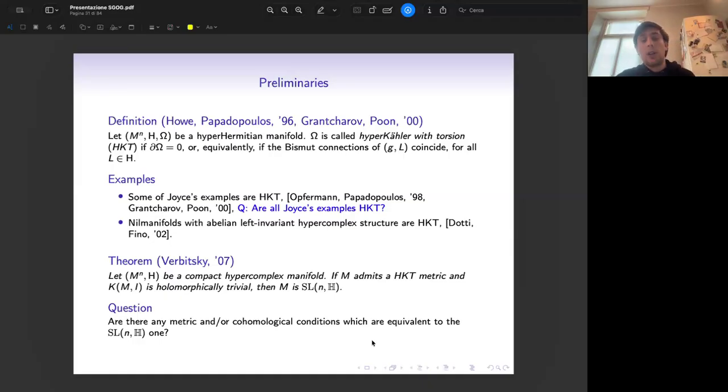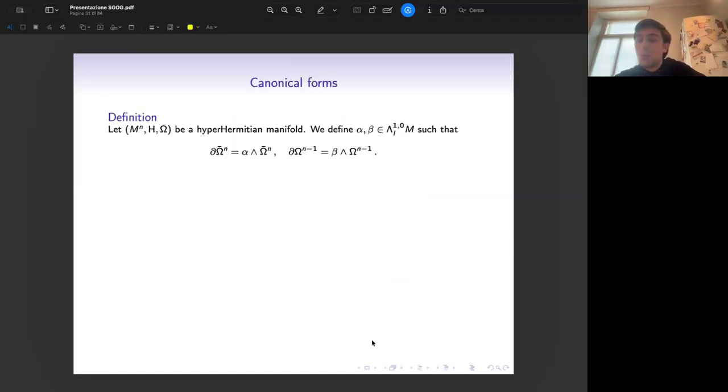And to do that, we needed to define what we call the canonical forms, which are 2-1-0 forms with respect to I, alpha and beta, which are implicitly defined as follows. So these two forms have many properties which are quite relevant. First of all, let me focus on alpha.